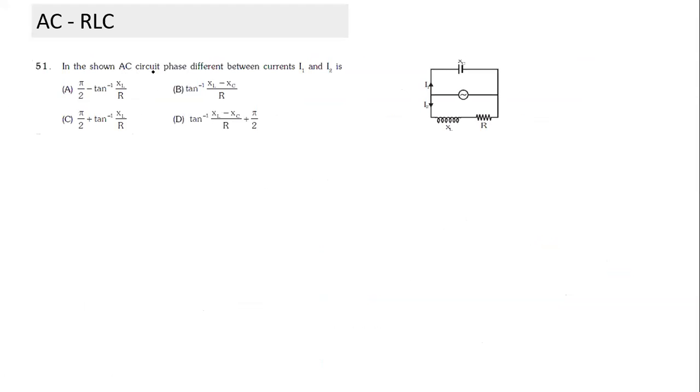What we have to do in this case: there are two parts to the circuit, two loops here. This part has current I1 and this current is I2. So what do we need to find? We need to find the phase difference between current I1 and I2. Would anybody like to tell me how you would find the phase difference between I1 and I2?